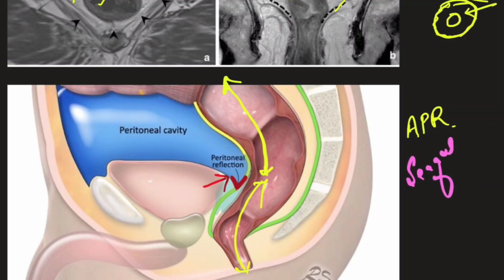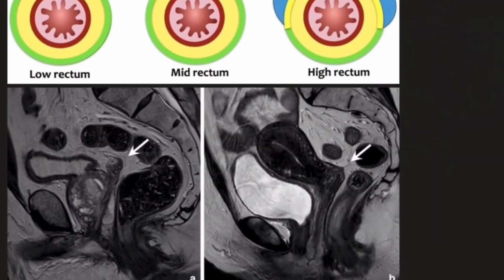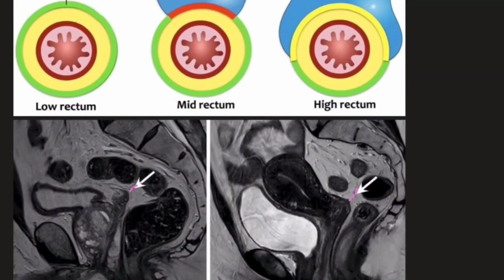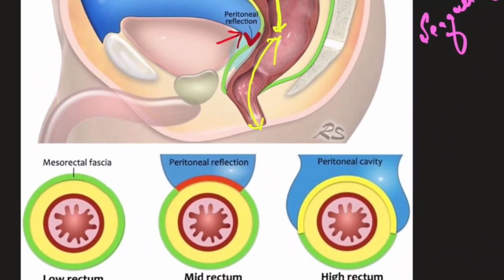Okay, the Siegel sign. In male, it is seen as attaching from the tip of the seminal vesicle, and in females, it is seen attaching at this uterocervical region. So low rectum is actually entirely covered by this mesorectal fascia.